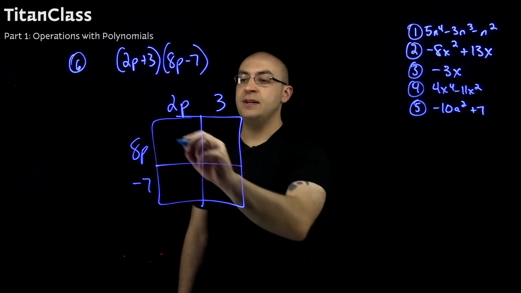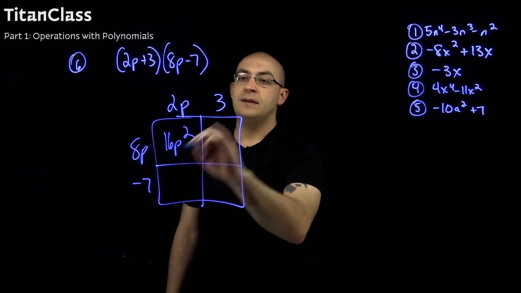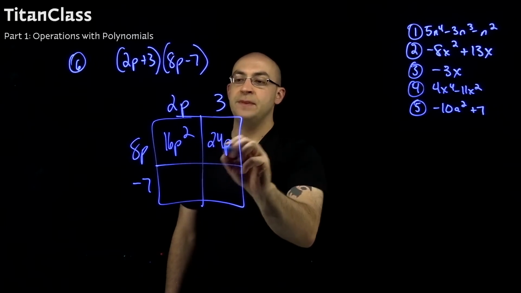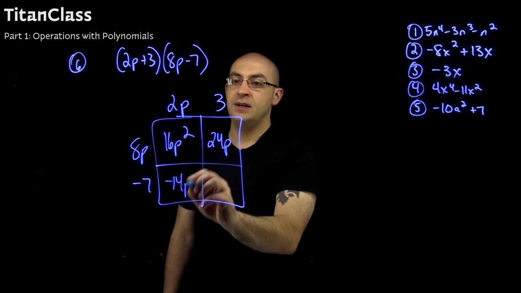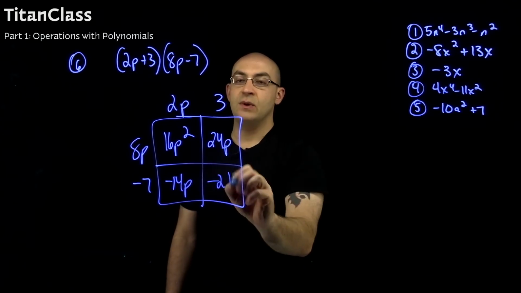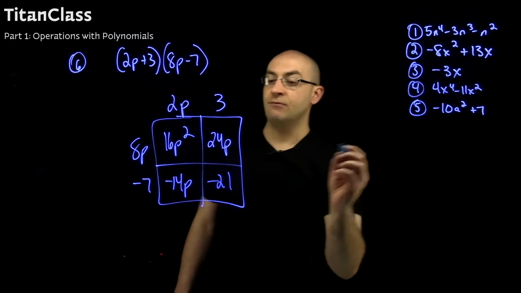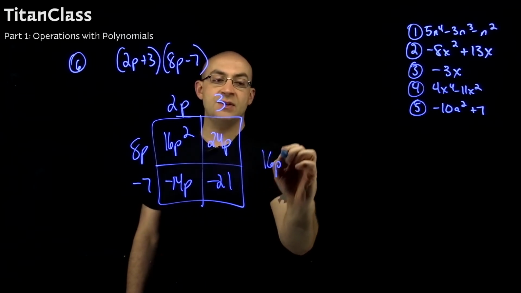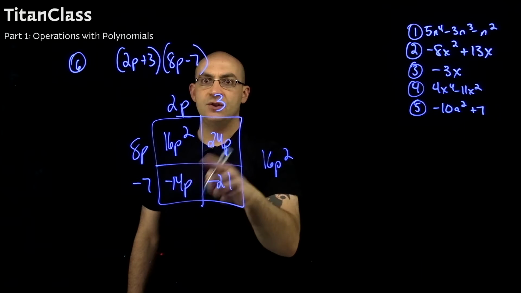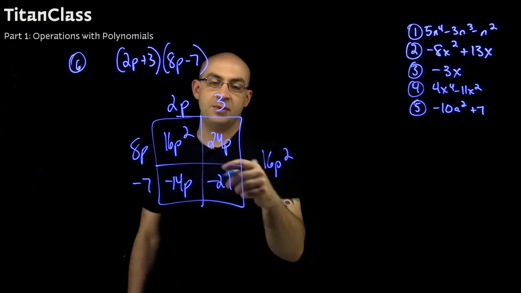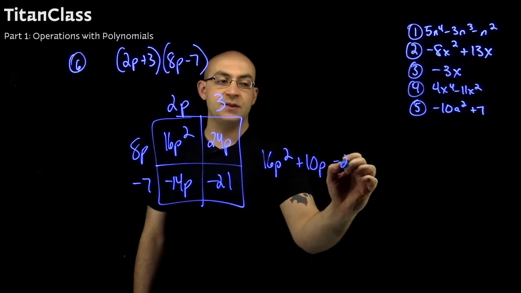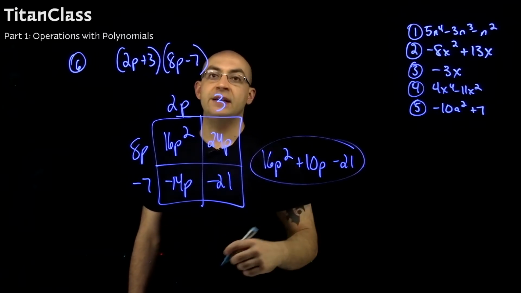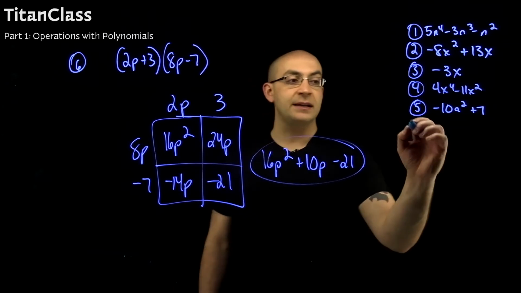8p times 2p is 16p squared. 8p times 3 is 24p. 2p times negative 7 is negative 14p. And 3 times negative 7 is negative 21. And then we'll combine like terms and write it out. 16p squared is the only thing with a square term. 24p and negative 14p will combine, which gives me a positive 10p. And then minus 21. Final answer is 16p squared plus 10p minus 21.